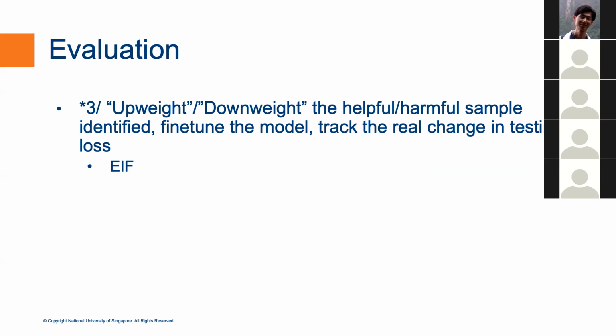All right, can I ask a question? How do you upweight and downweight the samples? From our experiment, we just zero out the weight for harmful and double the weight for helpful. I see. And then retrain the model. Zero out means remove. Double means add one more sample, and zero means we totally removed it. Okay, I see. Thank you.